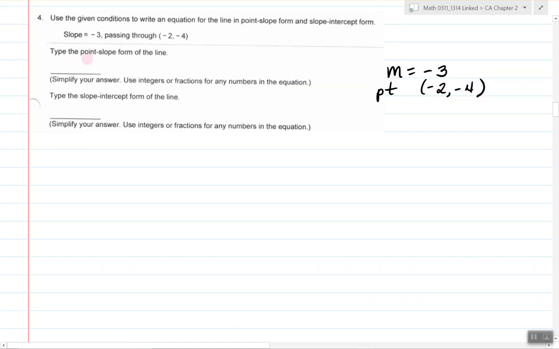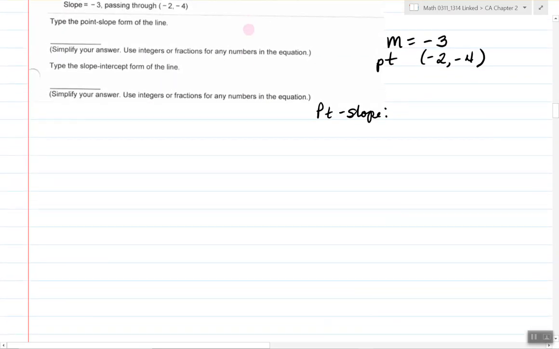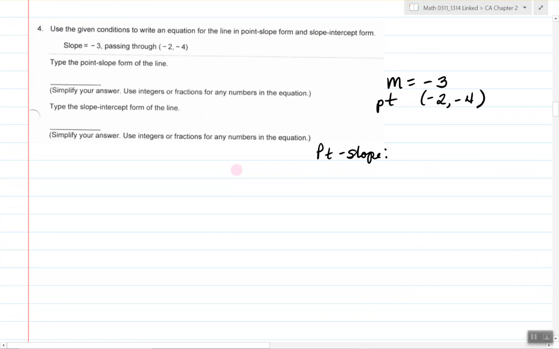All right, type point-slope form of the line. Now, point-slope is in the tools up here at the top. So you could go back. And it is y minus y1 equals m times x minus x1. There's your slope. This is x1.